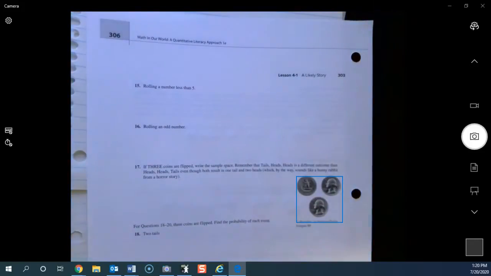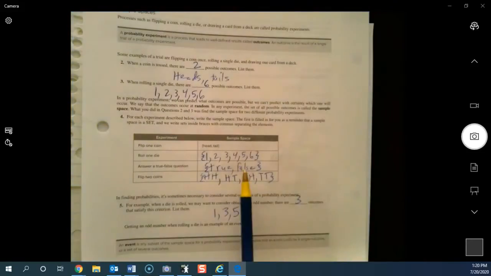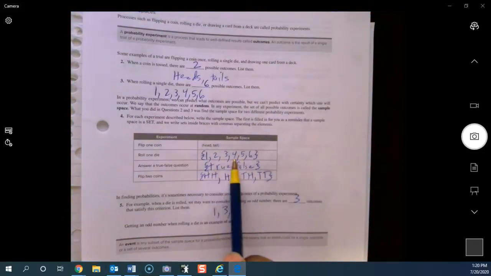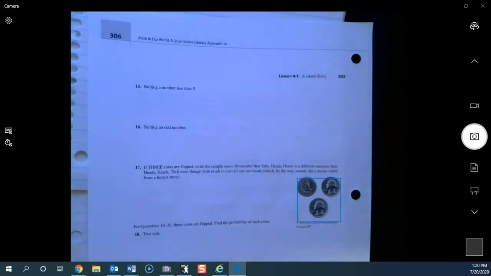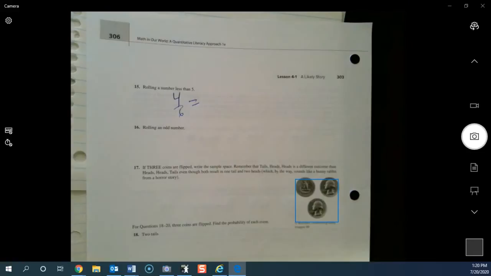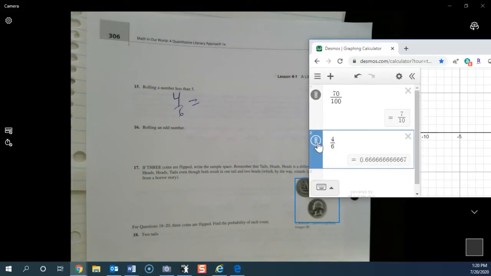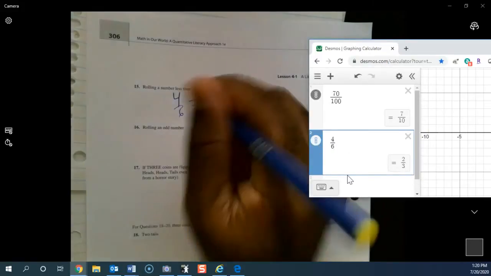Okay, now we go here to 15. It says rolling a number less than 5. If we go back to that table again on page 300, looking at the die, all the numbers less than 5 is 4 of them. So it'll be 4 out of 6. Now, just in case you're not good at simplifying, again, we have Desmos that you could use. You could type in 4 divided by 6, then get that as a fraction, so it'll be 2/3.